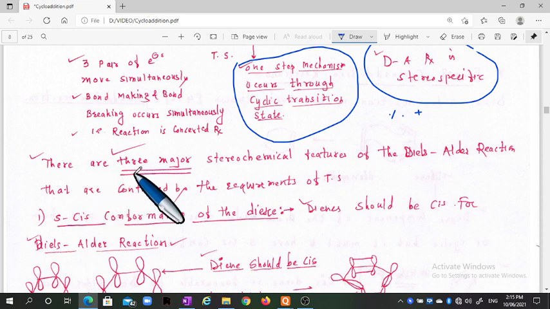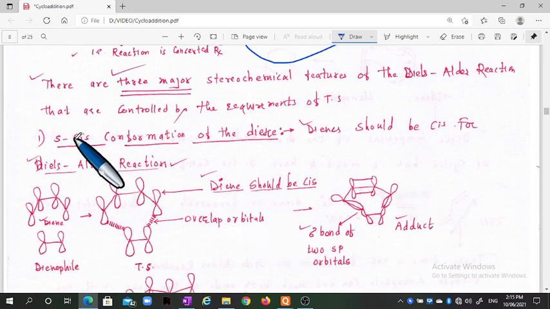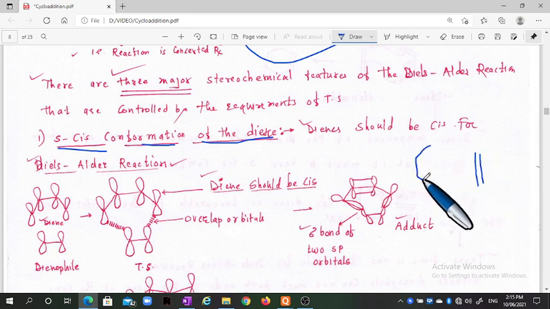There are three major stereochemical features of the Diels-Alder reaction that are controlled by the requirements of the transition state. First, we have already discussed the conformation of the dienes, and why the dienes require it. This is a diene, and your dienophile reacts with these dienes.